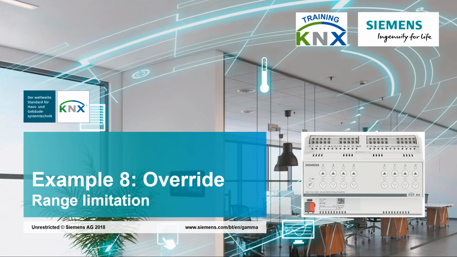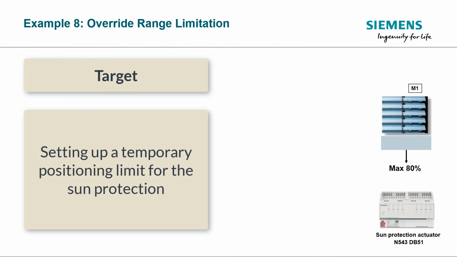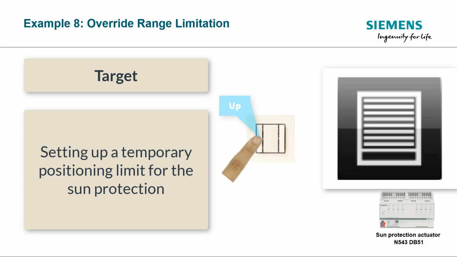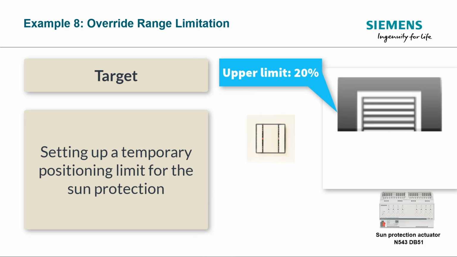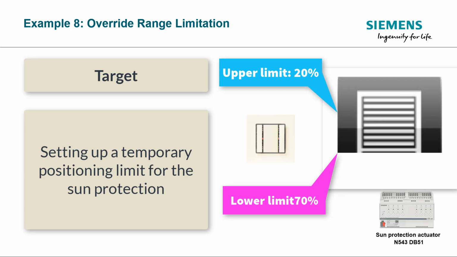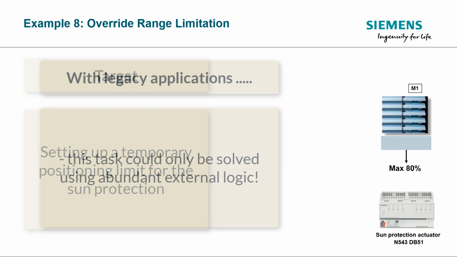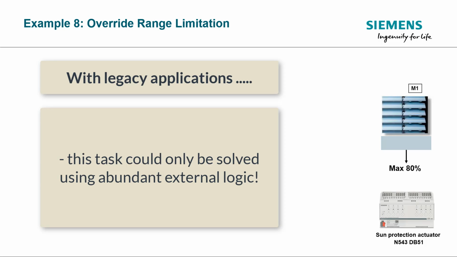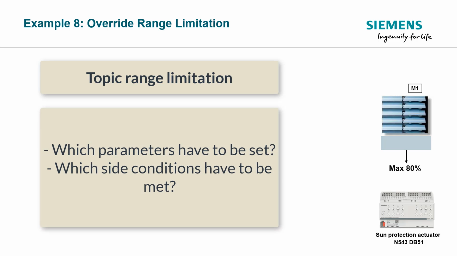Application Example 8. Override Function, Range Limitation. One scenario for sunshade devices could be a limitation that the shade cannot be completely opened or completely closed within a certain period of time. With the applications available so far, this would not be possible, or at least only with complex external logic.